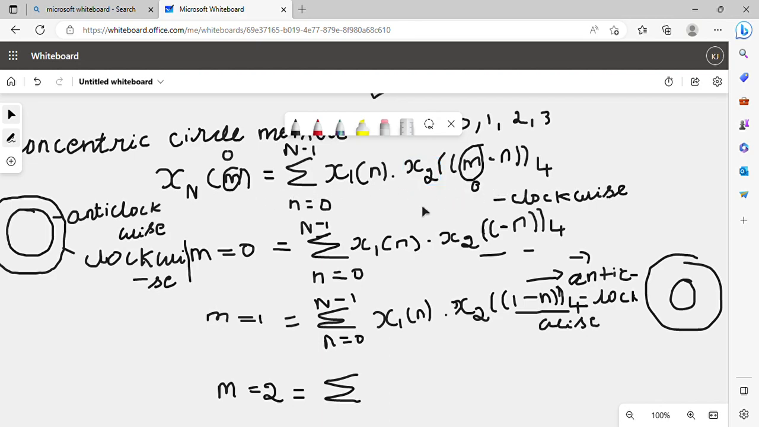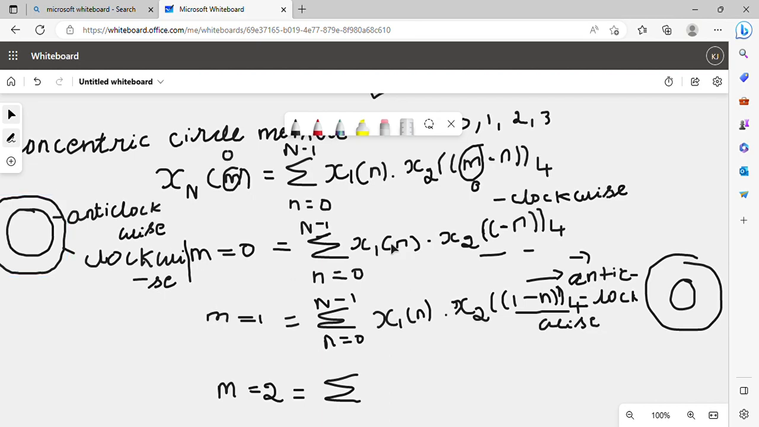So this is a general formula. For you it is x3 of m, because you're only learning 4-point DFT, right? 8-point DFT also you're going to learn, but for your exams 4-point DFT is the most important, so try to learn that. So you're going to write this equation. After writing this equation, you first substitute m is equal to 0. You write all this equation, and you substitute m is equal to 0 when you get minus n of 4. Then you write this one circle in anti-clockwise direction and the other circle in clockwise direction.